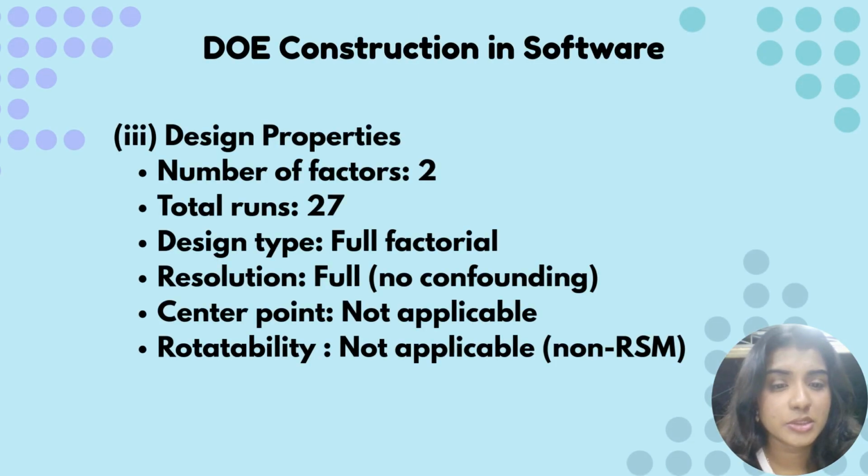So for design properties, in summary, our design has two factors, 27 total runs, a full factorial structure with no confounding, and no center points or rotatability as this is not an RSM design.